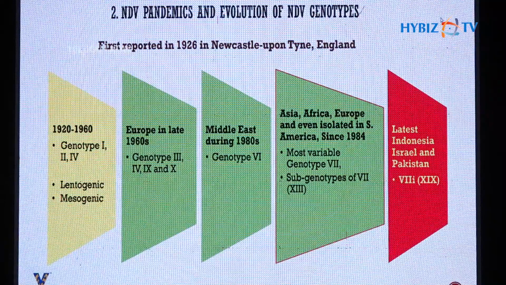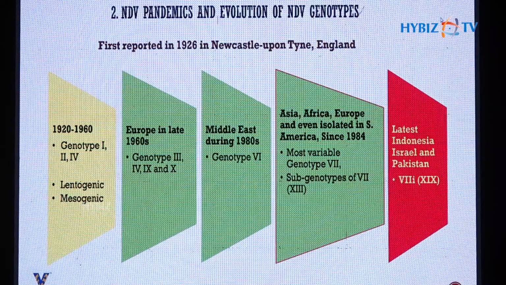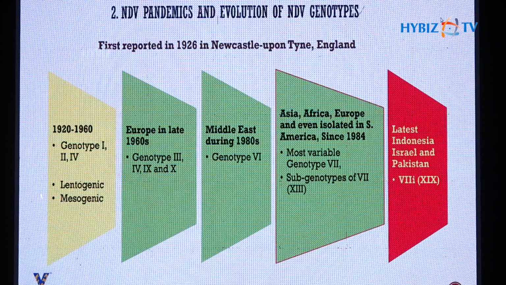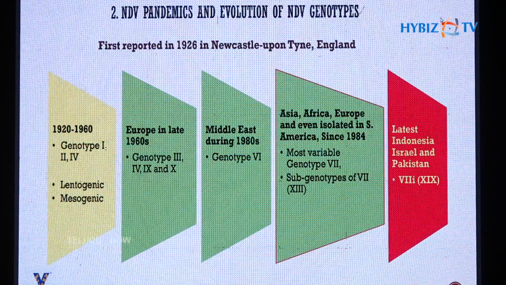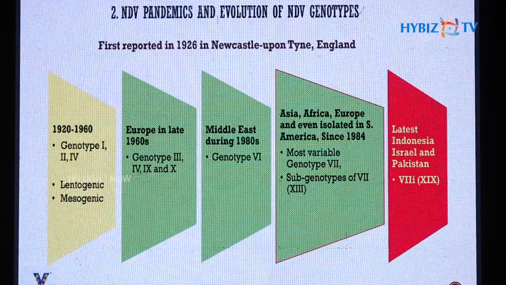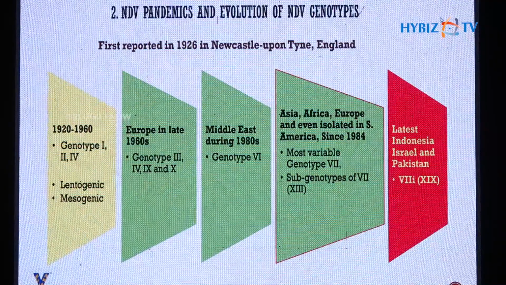Let's see what exactly this particular genotype which is emerging is. If you talk about the ND pandemics which have evolved in the last 100 years, you can see the first genotypes were in 1920 to 1960. They are more related to genotype 1, 2, 4, which are more lentogenic and mesogenic. Today we are using these as vaccine strains.